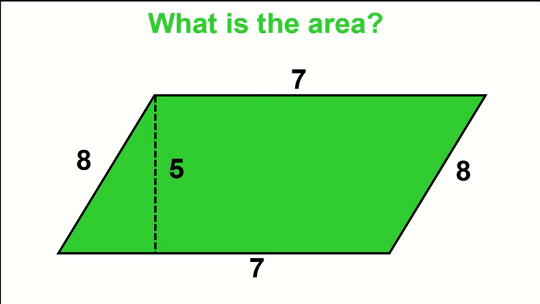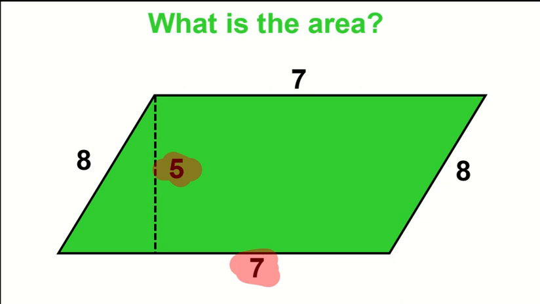This is a little tougher. Who could tell me the area for this one? Robert? 35. So which two numbers did he multiply? 5 and 7. And again, how do we know to use 5 and 7? They're making a right angle.